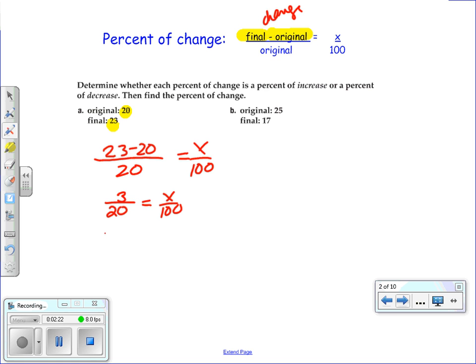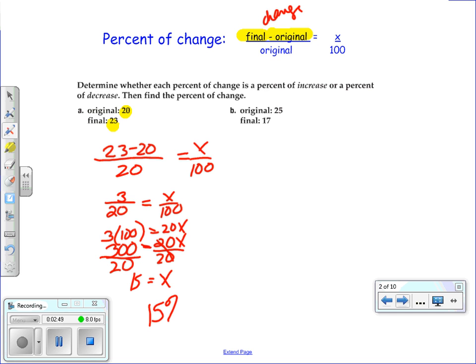Now we cross multiply and we get 3 times 100 equals 20 times x. So 300 equals 20x. I divide both sides by 20, and I find out that x equals 15. So 15% is the percent of change. Is it an increase or a decrease? It's an increase because we went from 20 to 23, so this number is greater. Therefore it's a percent of increase.